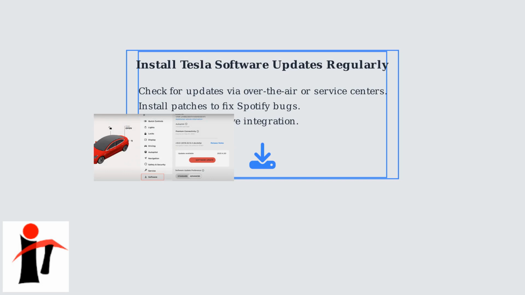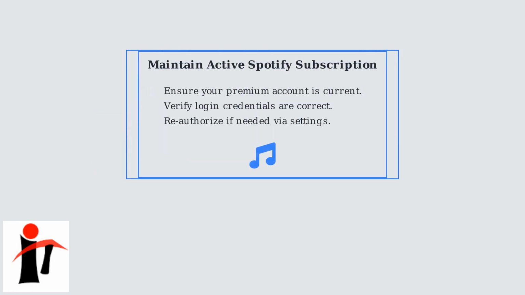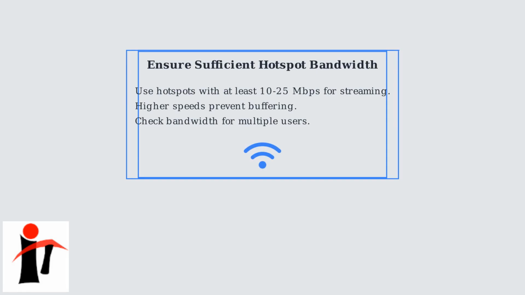Recent V12 updates have improved Spotify integration and fixed many bugs. Keep your Spotify subscription active and ensure your login credentials are correct. Premium accounts are required for integration. If issues persist, reauthorize Spotify through the car's settings menu. If using a hotspot, ensure it provides sufficient bandwidth for streaming. Aim for at least 10 to 25 Mbps to avoid buffering, especially with multiple users or high-quality audio.